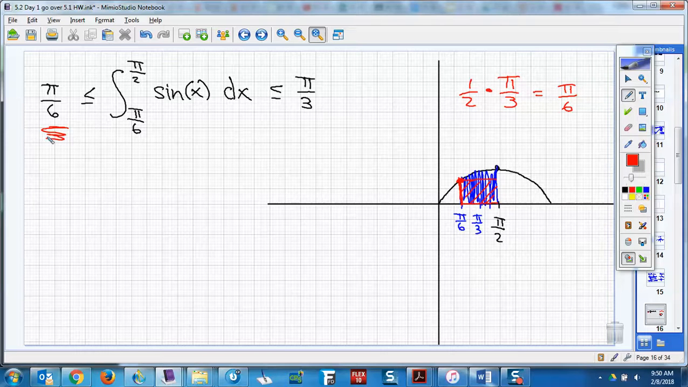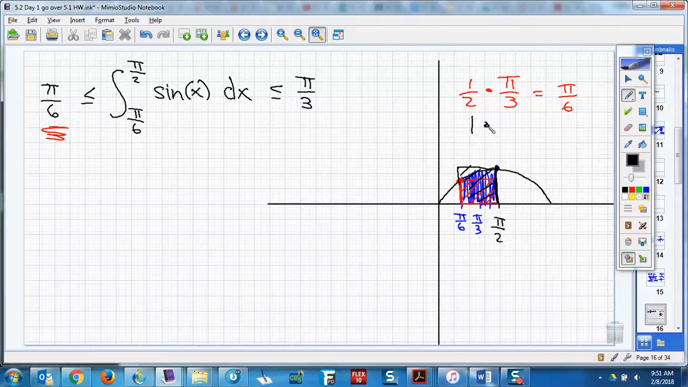So we know the blue area has to be more than that, because what we did is we took the lowest point and said, what if it stayed that all the way across? Well, we know it's more than that. And so the area's got to be more than pi 6. And then take the maximum point, which is this point right here, and draw straight across. And then now look at your black area. Well, what's the height of this rectangle?